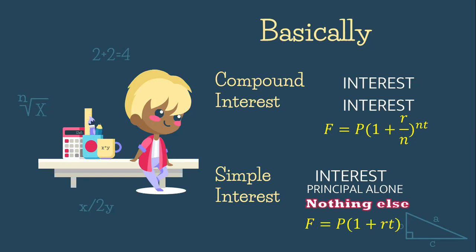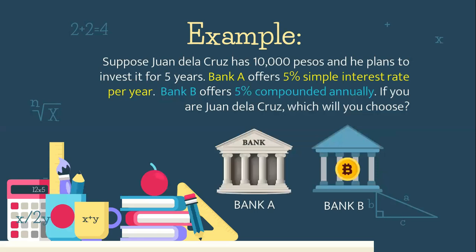So in order for me to better illustrate the difference of the two, let's have this example. So for example, suppose Juan de la Cruz has 10,000 pesos and he plans to invest it for 5 years. Bank A offers 5% simple interest rate per year, while Bank B offers 5% compounded annually. If you are Juan de la Cruz, which will you choose? Is it Bank A or Bank B?